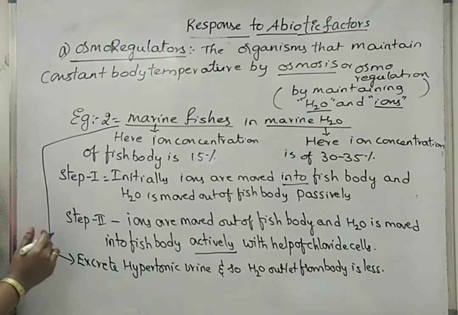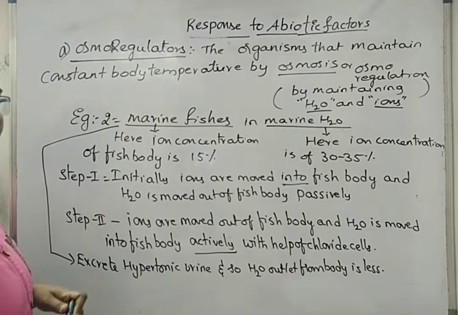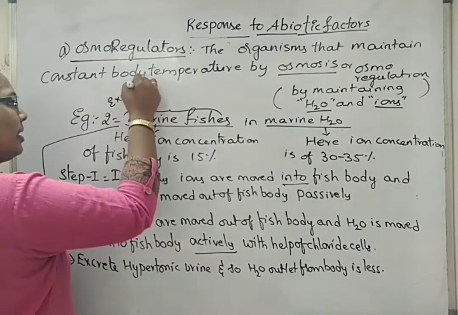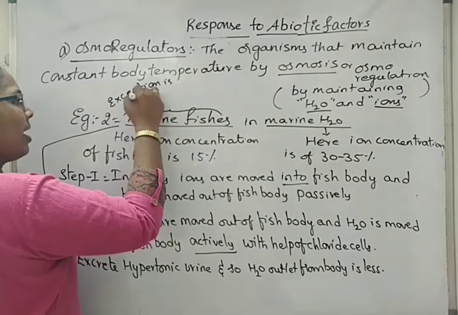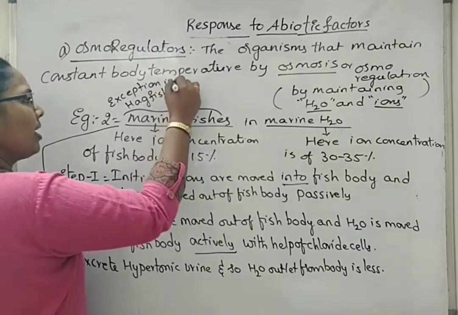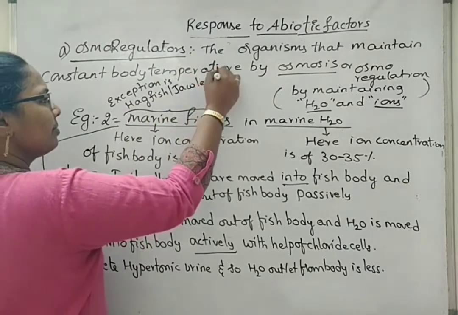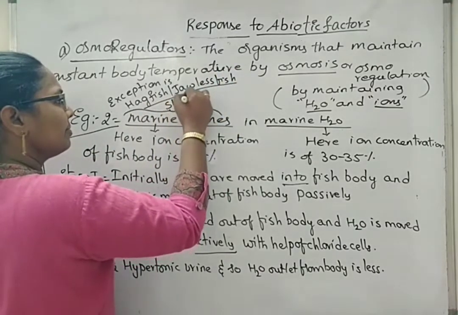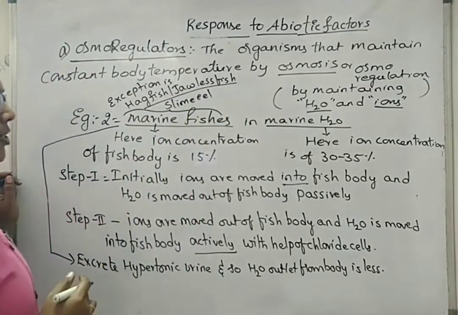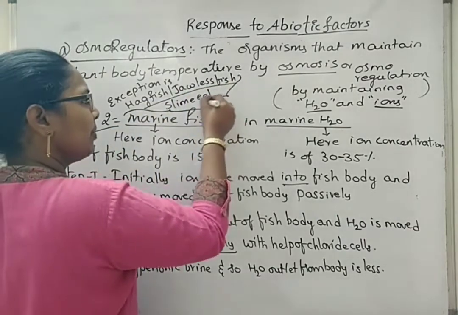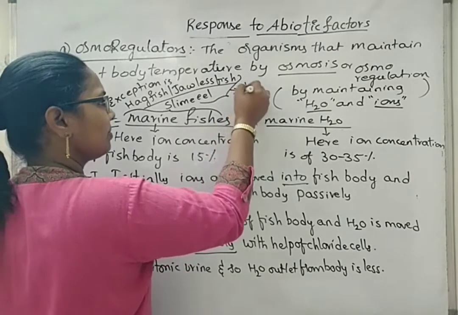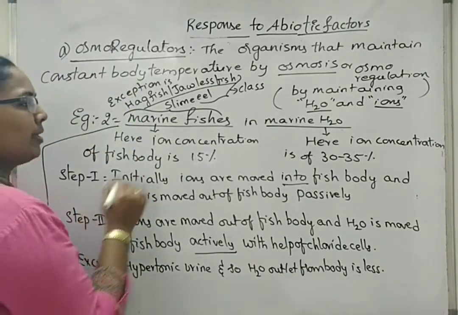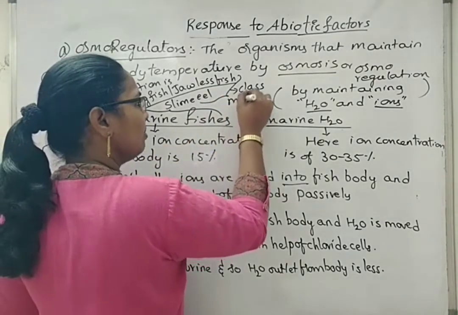So under marine fishes the only exception is hagfish. Hagfish is also called a jawless fish. It is also called slime eel. It is a type of eel fish, and this hagfish belongs to class Myxine. This is an exception under marine fishes which comes under osmoregulators.